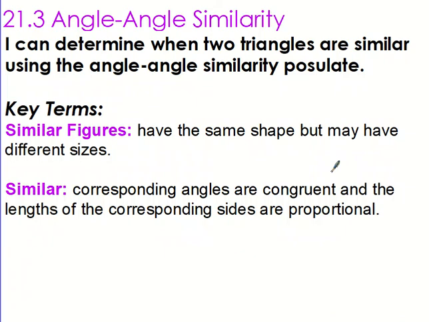All right, last one of 21. So 21.3, angle similarity. I get to determine when two triangles are similar using the angle similarity postulate.